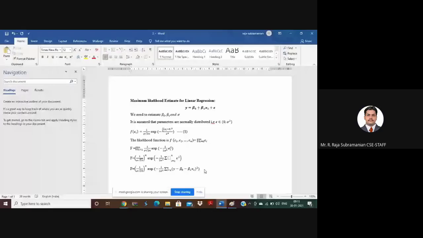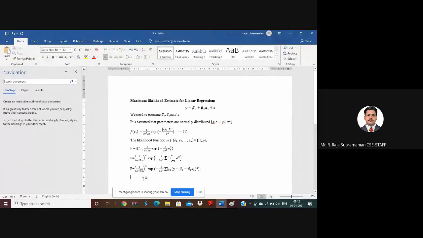Yes. So the thing here is, if I want to find a parameter with respect to beta naught, I just take the partial derivative with respect to beta naught. If I want the parameter estimation with respect to beta 1, I partially differentiate with respect to beta 1. Similarly, if I want the parameter estimation for sigma, I partially differentiate with respect to sigma or sigma square. So this is what I'm going to do next.